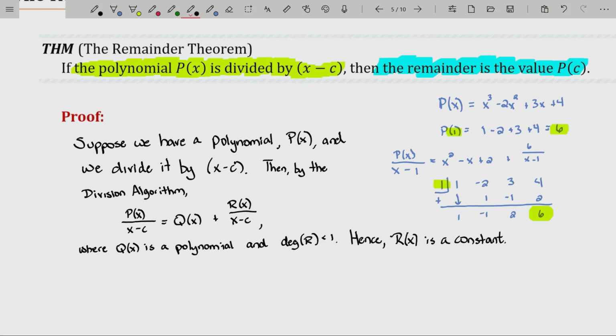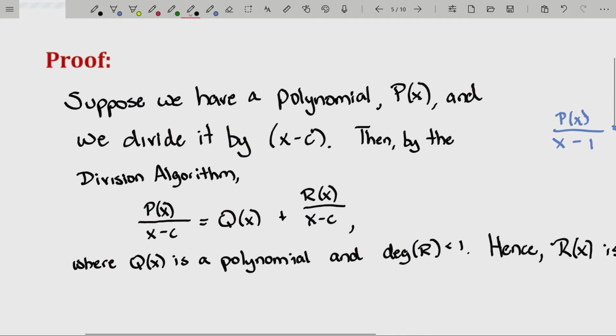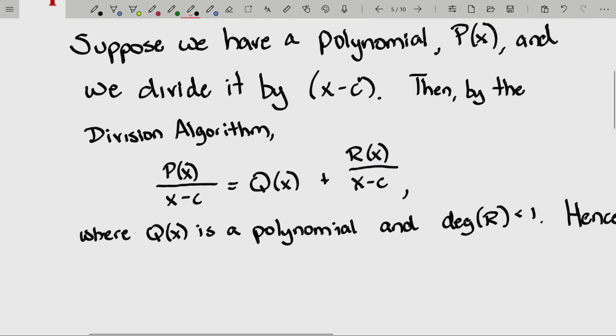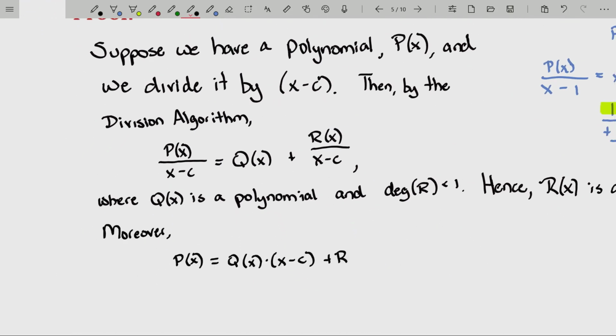And that's what I state here. R of x is no longer a function of x, it's just a constant. It's just some number. But not only that, if we multiply both sides of this equation by x minus c, we'll get the following. Let me back out a little bit. P of x, our polynomial, if you multiply both sides by x minus c, is just going to be q of x, that polynomial, times x minus c, plus the remainder, which is just a constant.